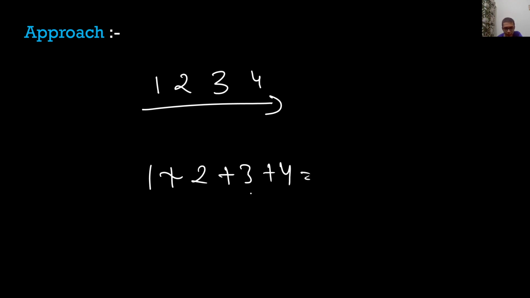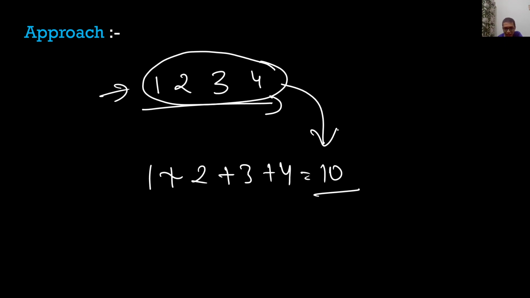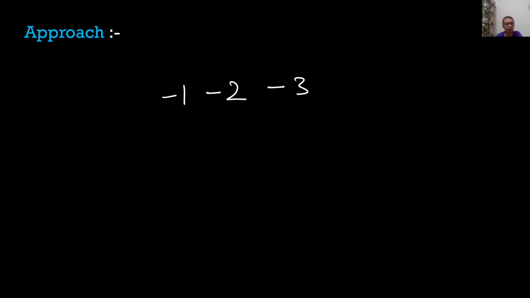So now let's move on to the approach. If all the array elements are positive, we can simply add all of them. So 1 plus 2 plus 3 plus 4. In this case, it would be 3 and 3, 6 plus 4, 10. So if all the array elements are positive, we can simply add them up to get the maximum subarray sum.